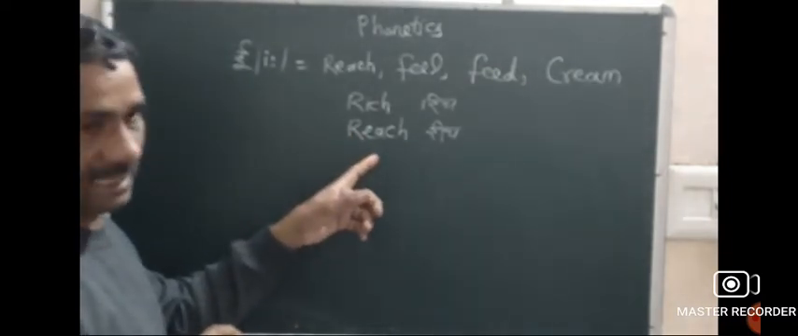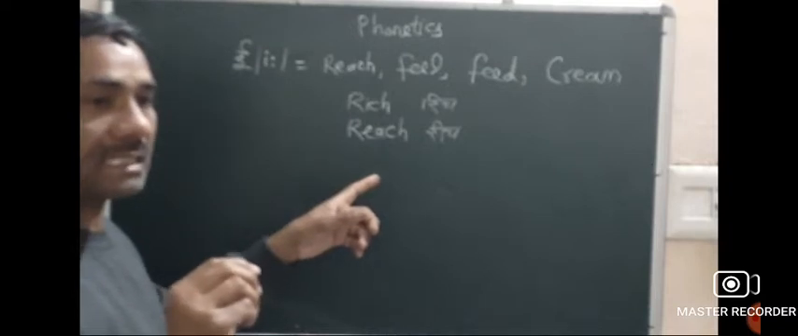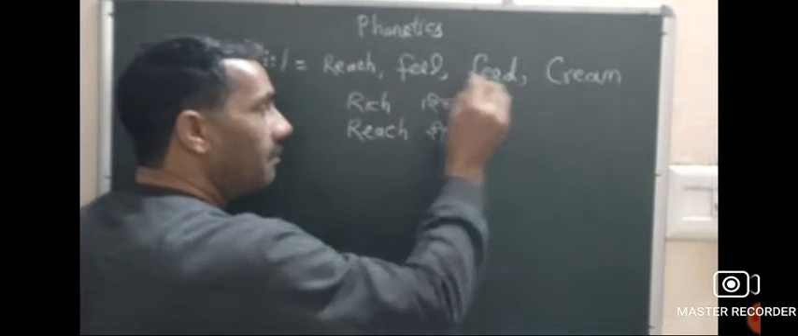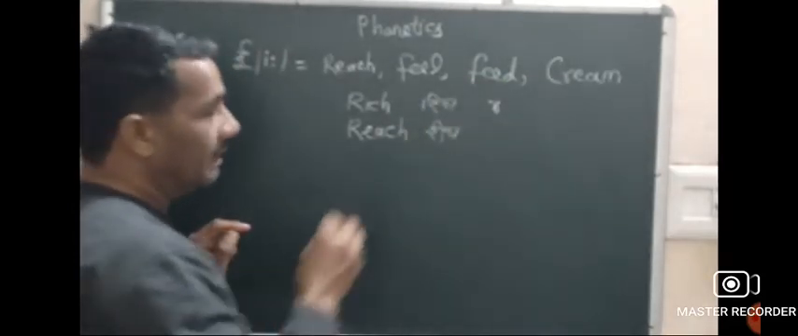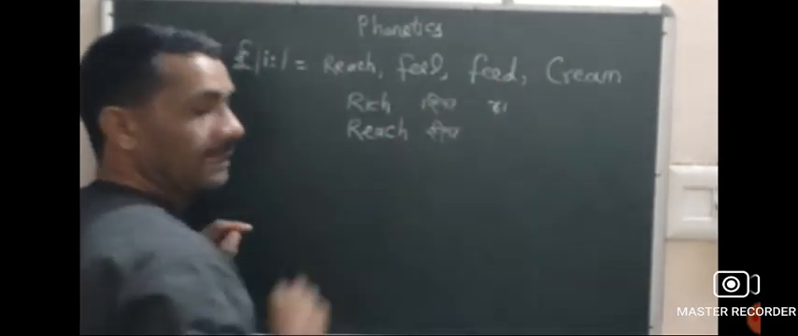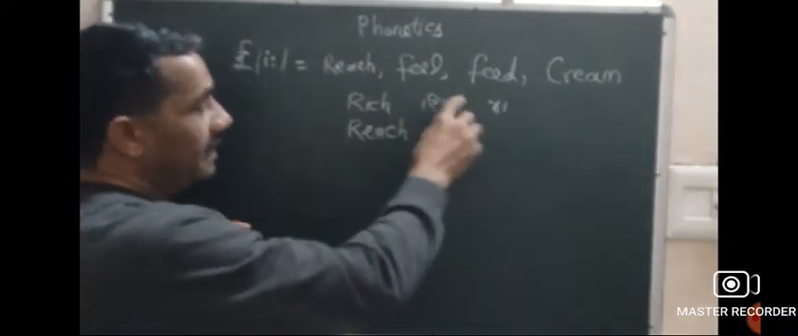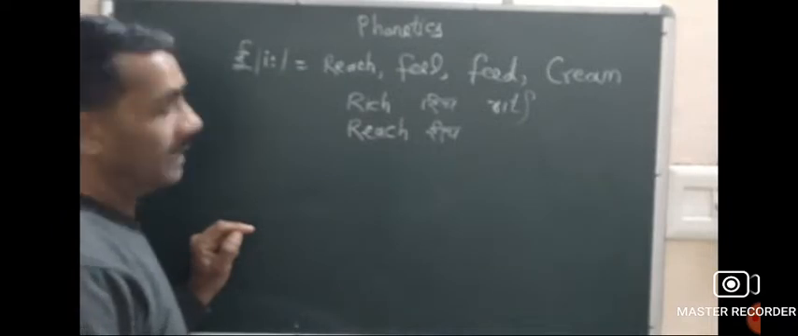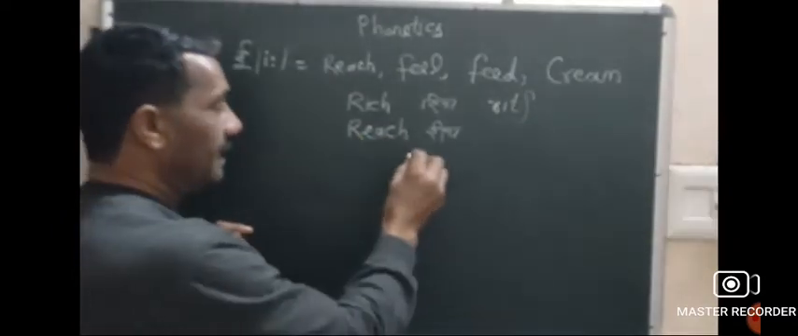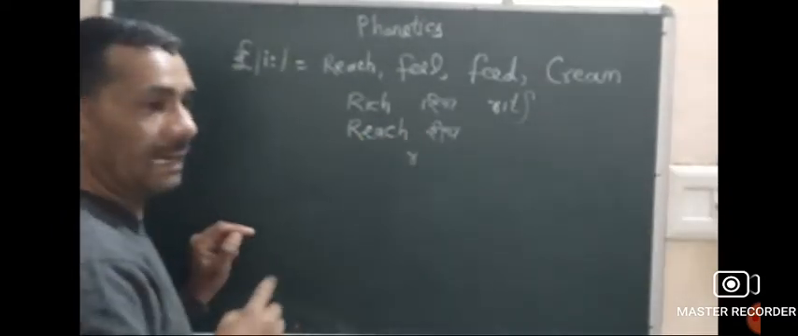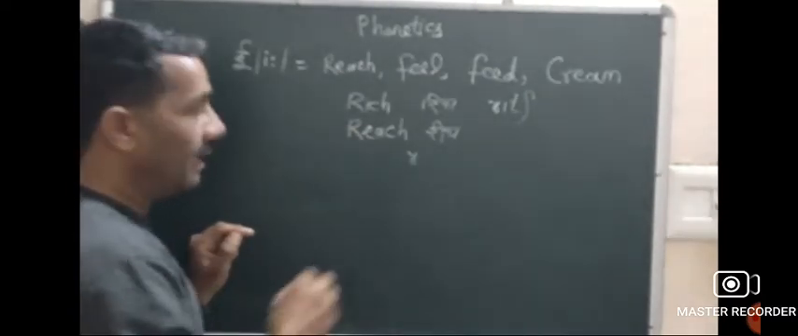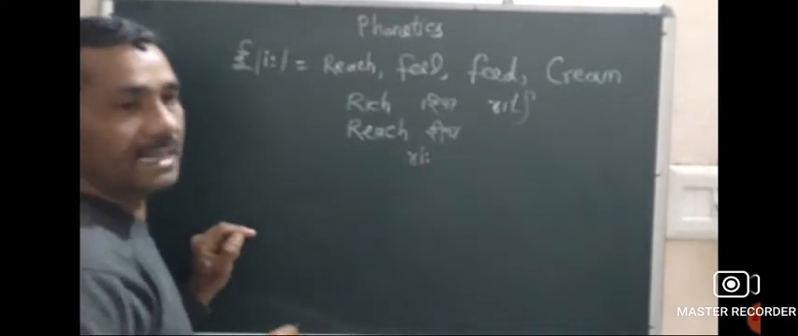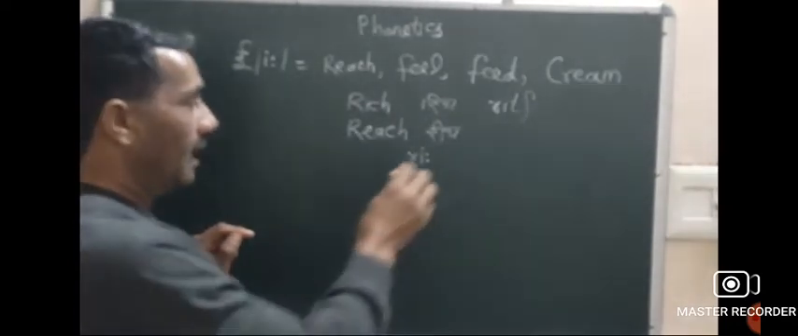Again, the word reach. Here, we stress upon re. The symbol of re is R. Then the short sound, then the symbol of che. Reach. Sir, the symbol of re is R. And what is the symbol of the long I? It is I, then a colon.